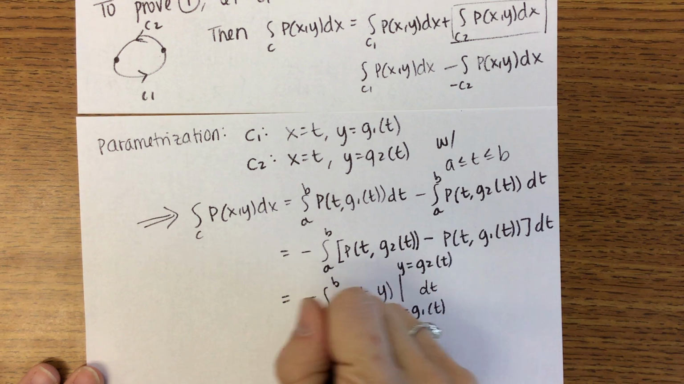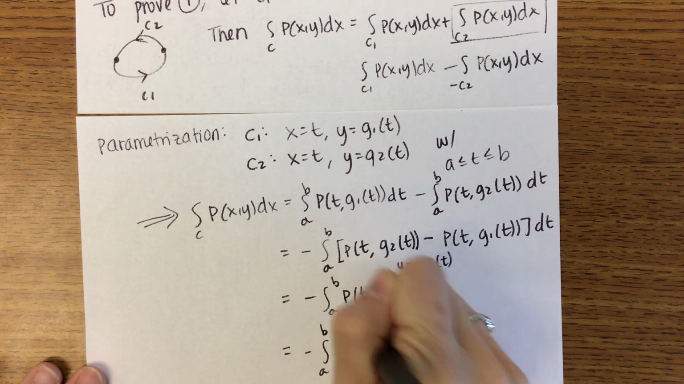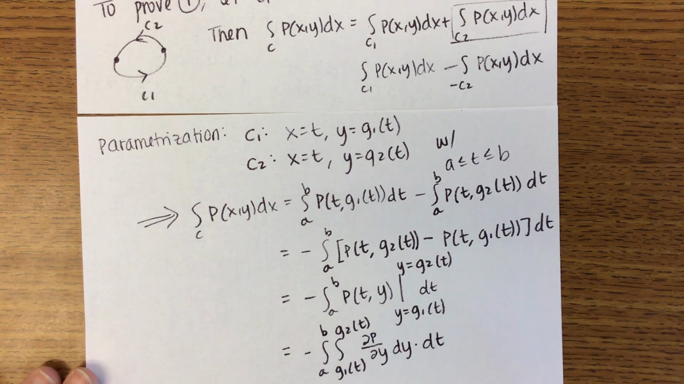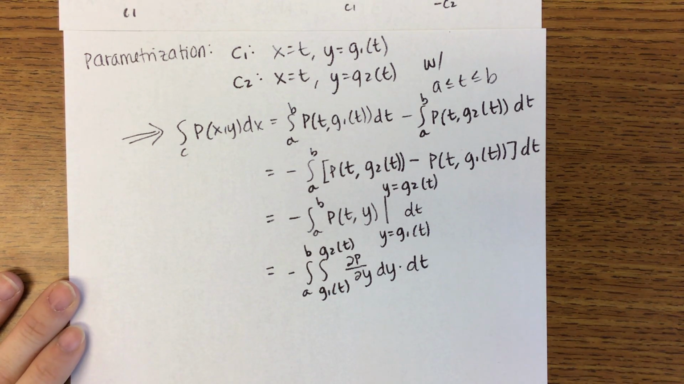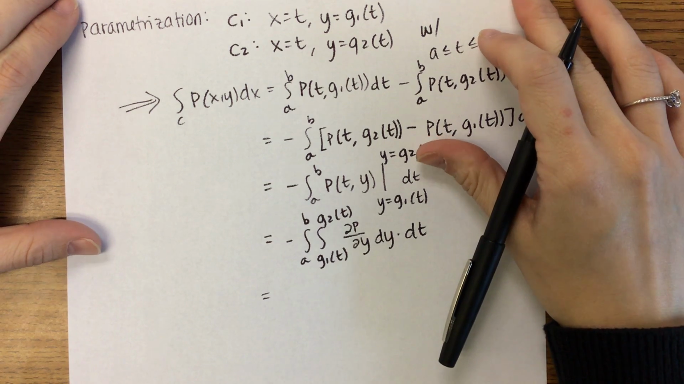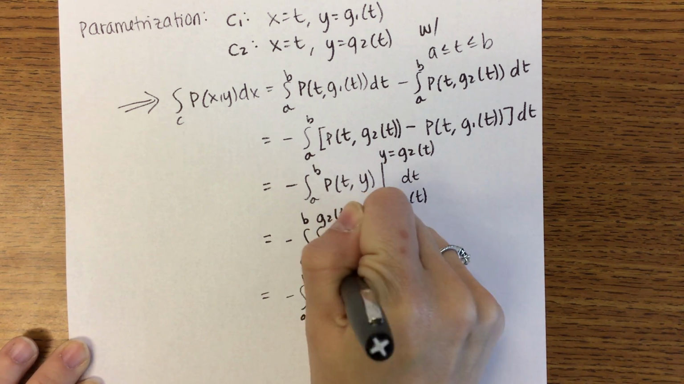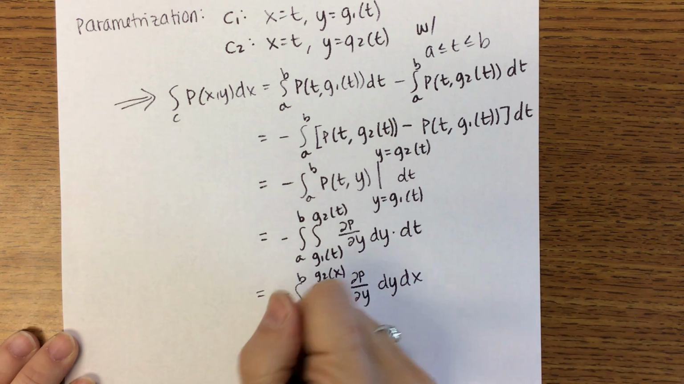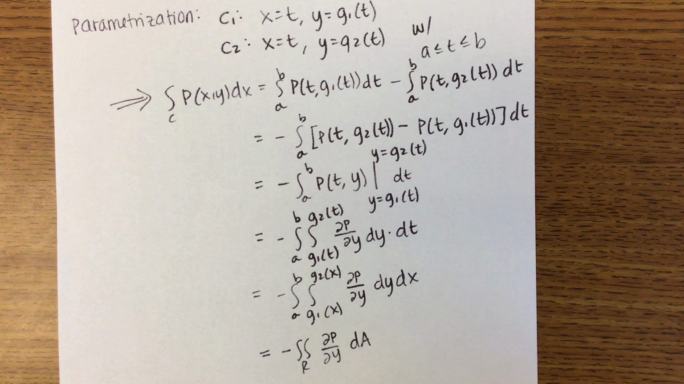So this then, now we can write as a double integral. So this is a to b. This is g1 of t. This is g2 of t. This is the partial of P with respect to y, and then dy dt. Because when I integrate with respect to y, I'll get P(t, y), and then I'll plug in. Okay, but initially things were not in terms of t, they were in terms of x. So this is really the integral from a to b. This is g1 of x. This is g2 of x. This is the partial of P with respect to y, dy dx, which ultimately is negative double integral over the region R of the partial of P with respect to y, dA. That was the first statement that we had to prove.